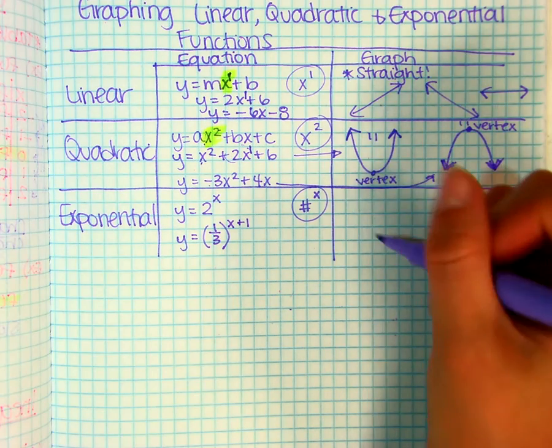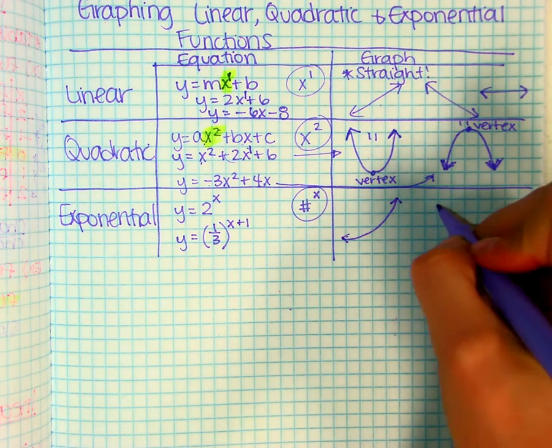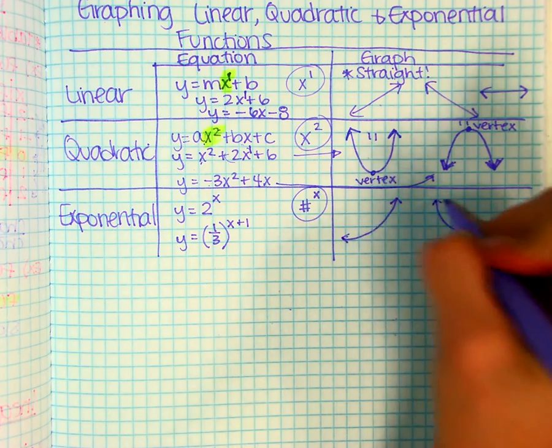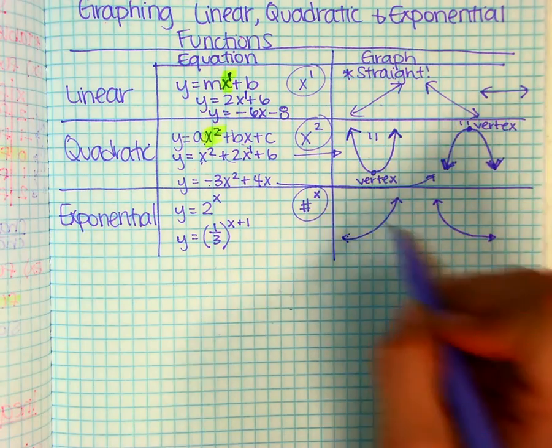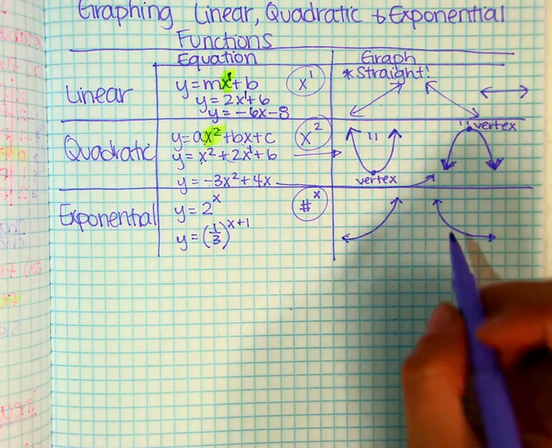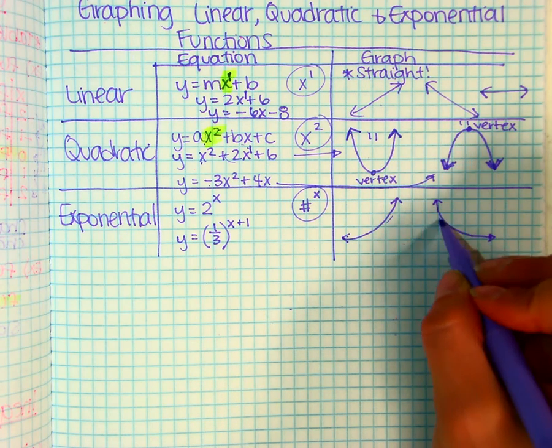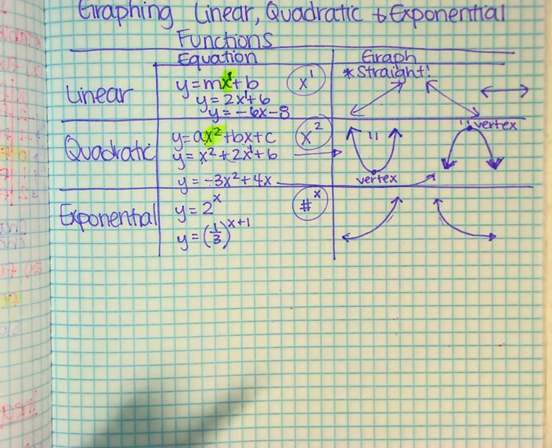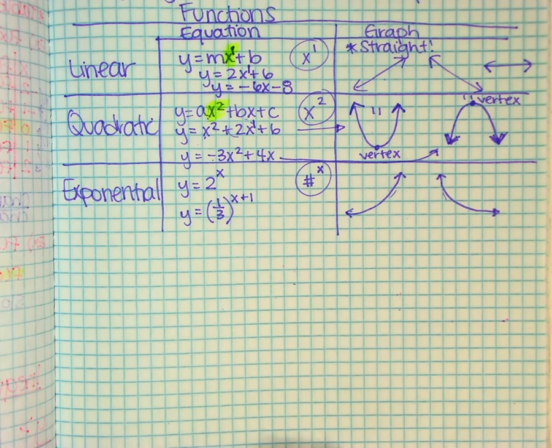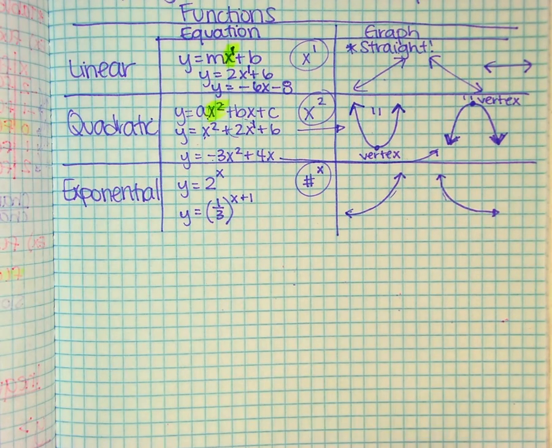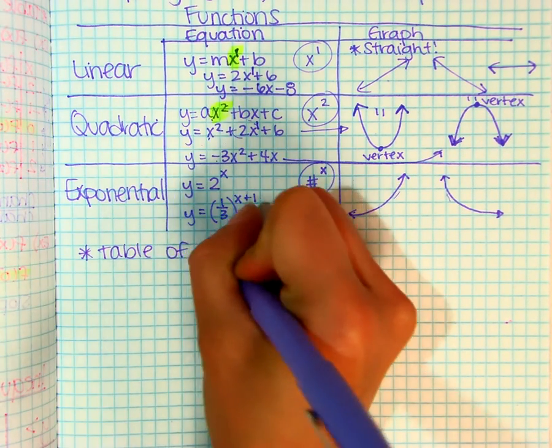An exponential will either be going up like this or down like this. So it kind of looks like an L. So maybe exponential ends in an L. It's slow and then quick, or quick and then slow. So those are the types of functions. When you are going to graph them, what I want you to do is use a table of values.